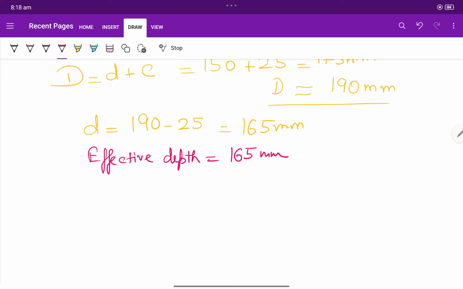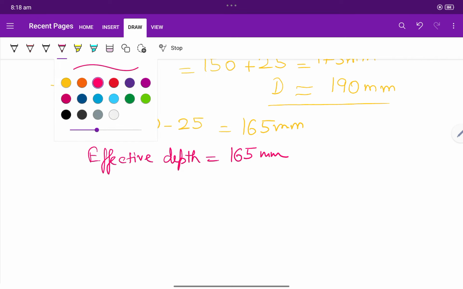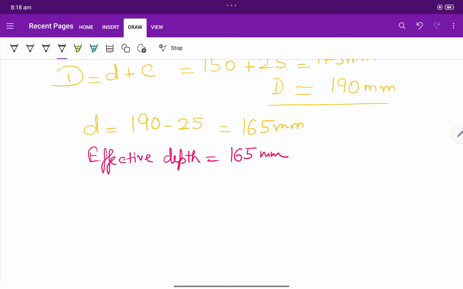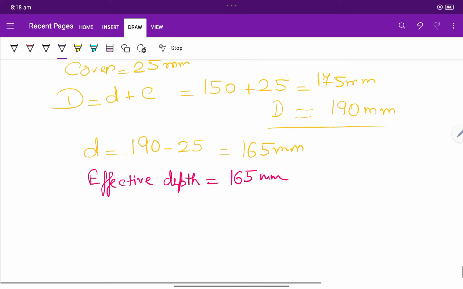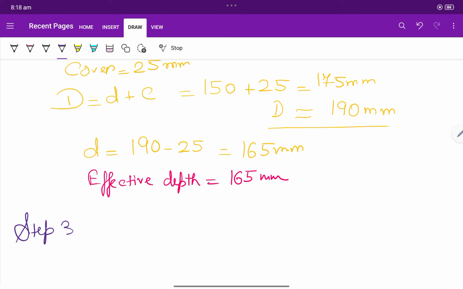Now the next step will be calculation of the effective span. Effective depth has been calculated. So step 3 will be effective span calculation.